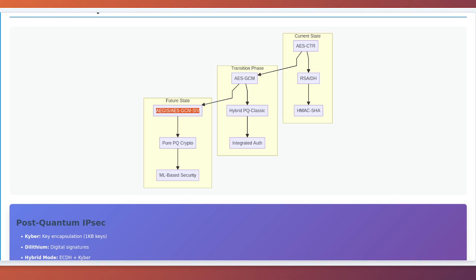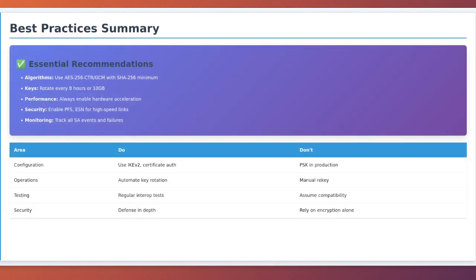Zero-trust architectures are influencing ESP deployment models. Instead of traditional site-to-site VPNs, microsegmentation requires ESP tunnels between individual workloads. This drives requirements for automated key management, dynamic SA establishment, and integration with identity systems. Standards like IETF's Group IKEv2 are evolving to support these use cases with efficient group key management and policy distribution. The future of ESP is not just about faster encryption but about more intelligent, adaptive security that responds to the evolving threat landscape. Best Practices Summary.